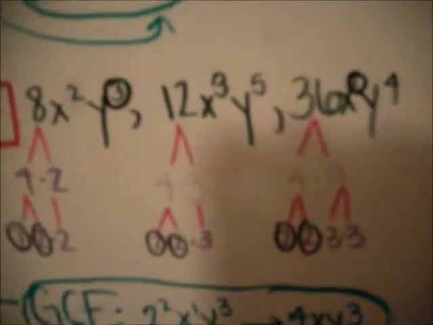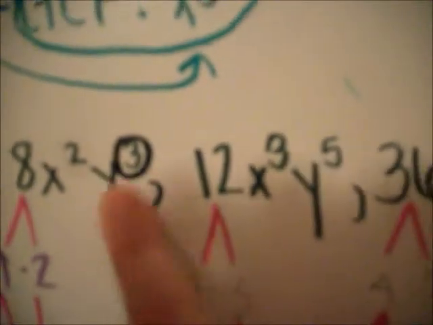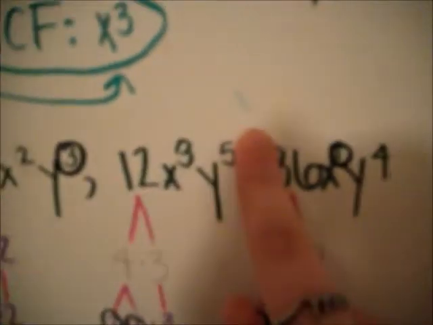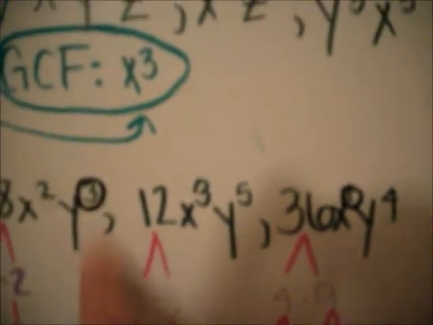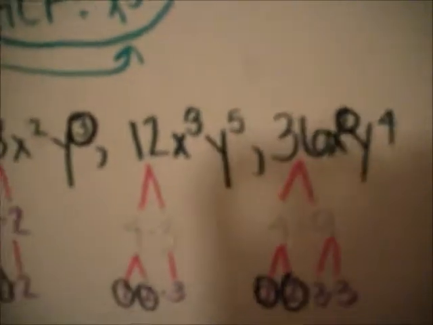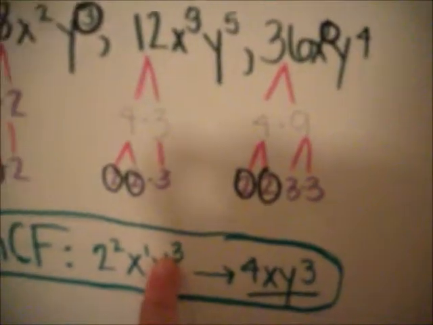Then, with the y's, we look and we see y to the third power, y to the fifth power, and y to the fourth power. So, 3 can go into 5, 3 can go into 4, but can 5 go into 3? No. So, 3 is the exponent common in all of the y variables. So we bring down 3.